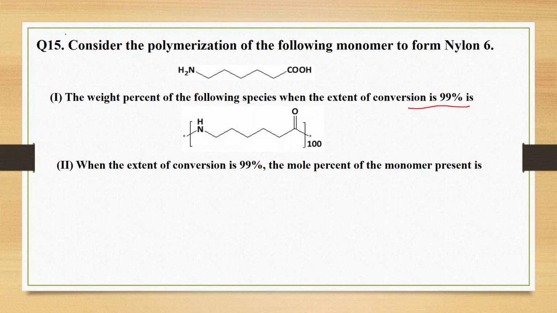Okay. So this is the question. They have asked us to calculate the weight percent, and they have asked, when the extent of conversion is 99%, what will be the mole percent of the monomers present. Please try to calculate it. I will tell you the solution.